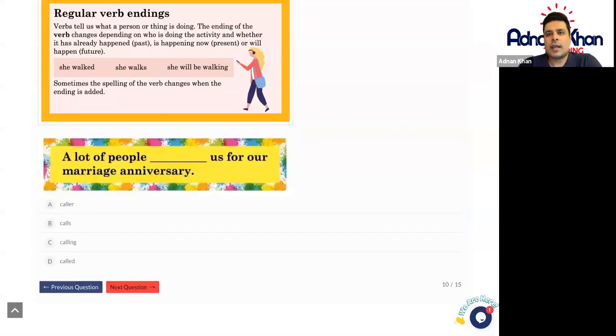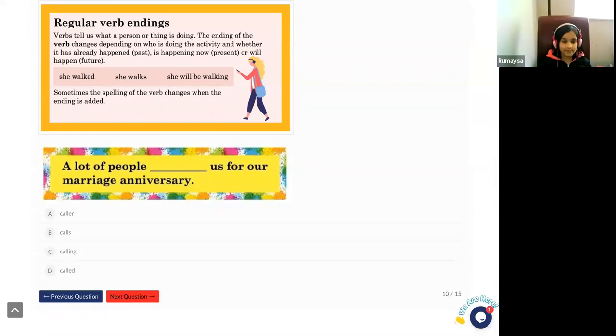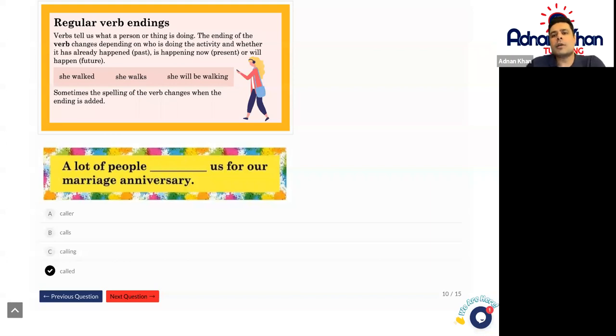Good. And have a go at this one as well. So the verb in question in this case is the word call. A lot of people called us for our marriage anniversary. Yes, so we'll go for option D. So a lot of people called us for our marriage anniversary. Just remember, everybody, that these are verbs, all the verbs that we're trying to find here in this particular topic, and verbs are all action words and doing words as well. So called will be correct.